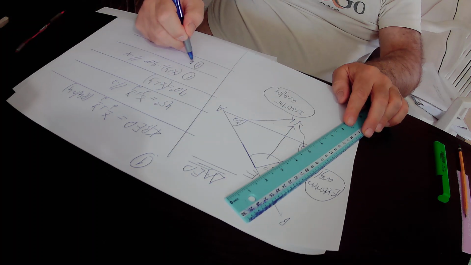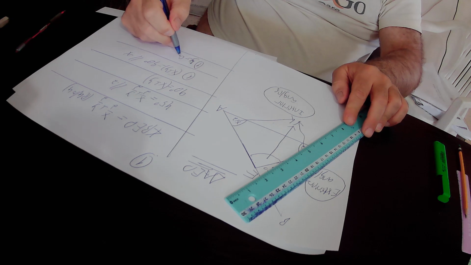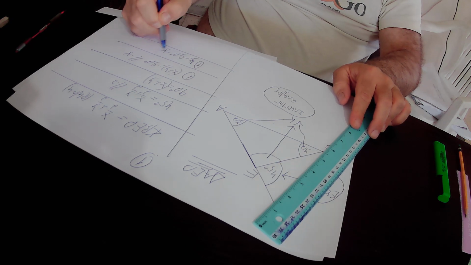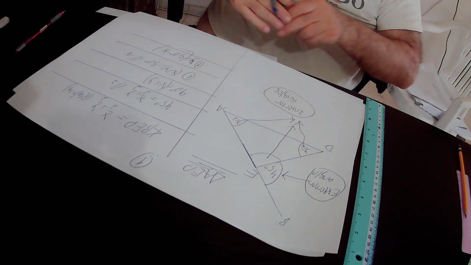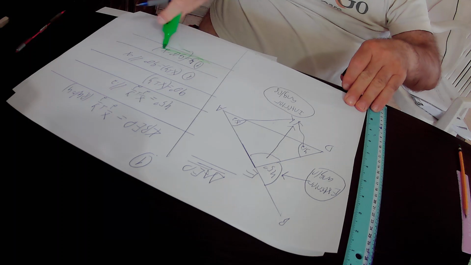y equals 90 degrees minus x. y equals 90 degrees minus x, according to equation 1.